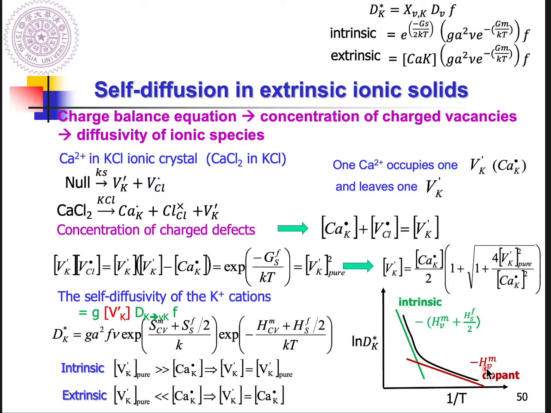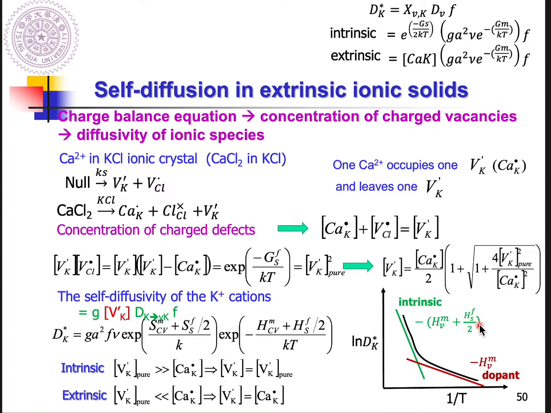As long as you know this one, because you can also fit this, you get this slope, right? This slope minus this term, then you can get the Schottky defect formation energy. So if you have the doped ionic materials, then by doing this kind of experiment, you can get two pieces of information about your doped ionic material: the vacancy migration energy and also the Schottky defect formation energy.